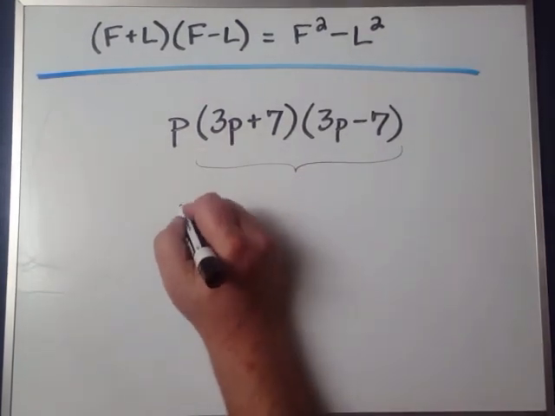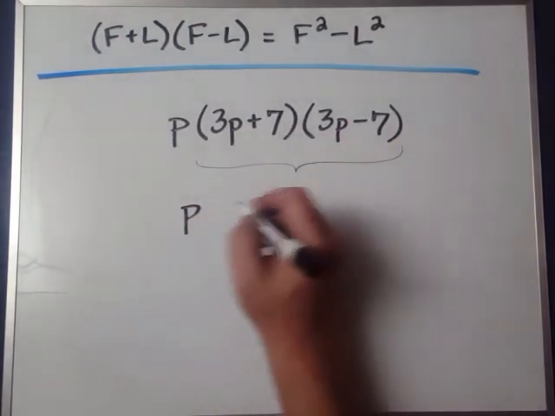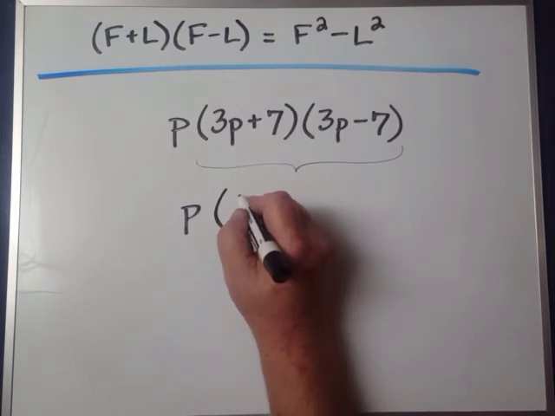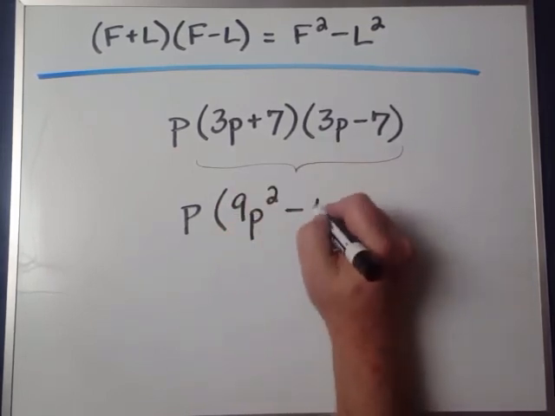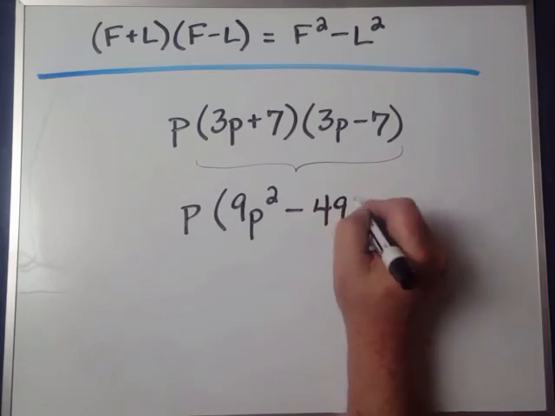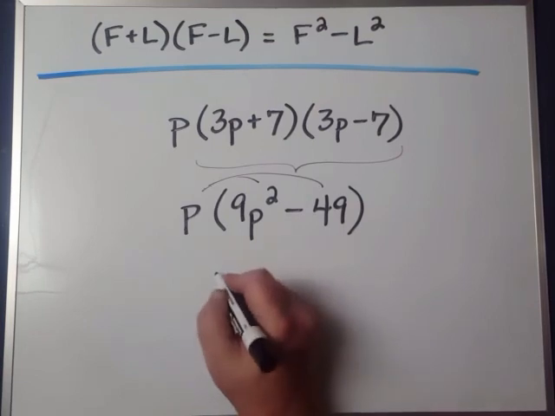This p is going to float for a minute while he waits on me to get done. Product of a sum and difference is going to be the first squared, always minus the last squared. 7 squared is 49. Now the only thing left to do is distribute that p.